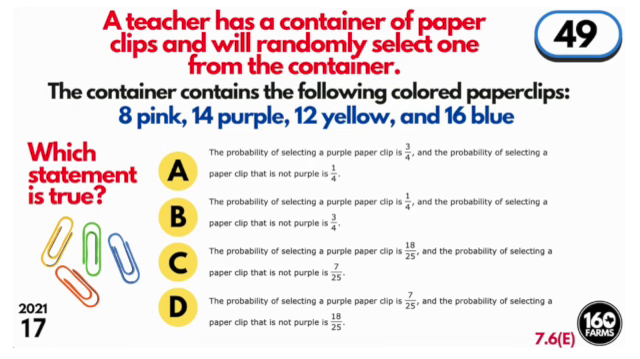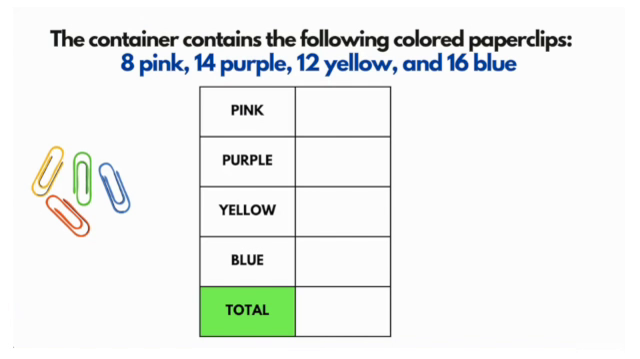Let's break down the probability first, and whenever you have probability, you have to know what you're starting with. What is the total number we're working with? So let's add these up. Let's just drop it into a quick table, and you can do this real quickly on a piece of paper. We have 8 pink, 14 purple, 12 yellow, and 16 blue. Some simple addition. We add those up. We have 50 total paper clips. And we're going to need that to form our fractions to be able to compare it to our answer choices.